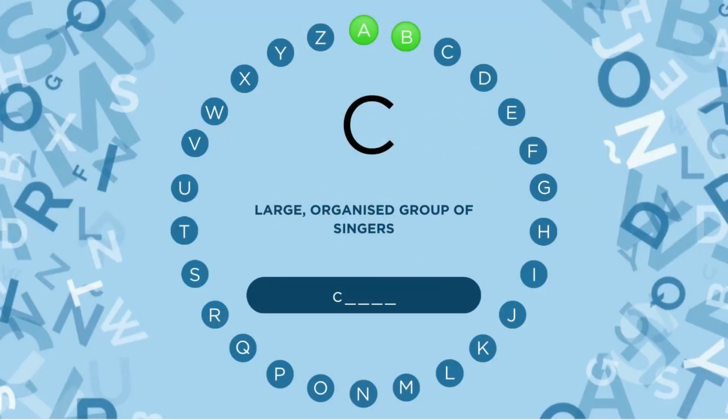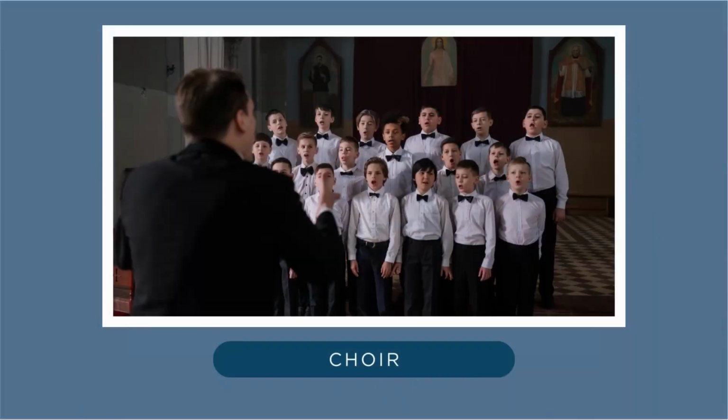A large organised group of singers. This one should also be quite easy. A large organised group of singers for letter C. And the answer is choir.